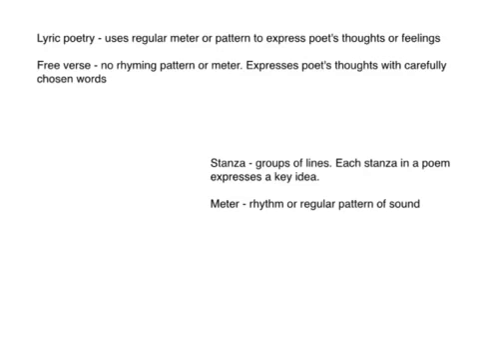The other type of poetry that we're going to be looking at is called free verse poetry. It has no rhyming pattern or meter. It expresses the poet's thoughts with carefully chosen words. It sometimes has alliteration or different figurative language, but the main thing is that it does not have a rhyming pattern or meter to it. It can or cannot be written in stanzas. Again, a stanza is a group of lines. Each stanza in a poem expresses a key idea.